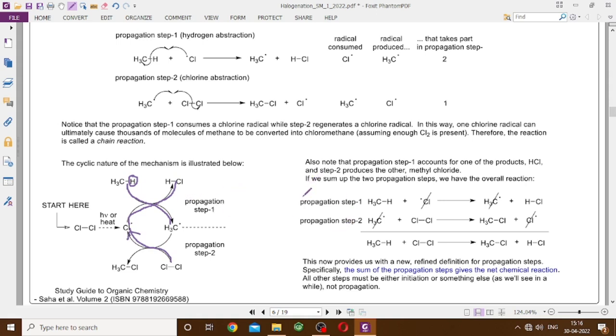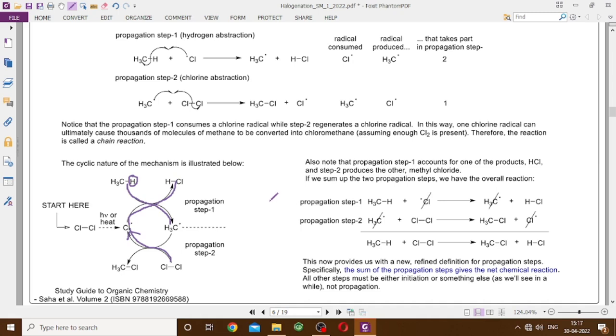If you notice, you will see that if you add up the two propagation steps, propagation step 1 and propagation step 2, this actually gives you the stoichiometric equation of this transformation. So chlorine dot will vanish, CH3 dot will vanish. All that is left is CH3H plus ClCl, CH3Cl plus HCl.